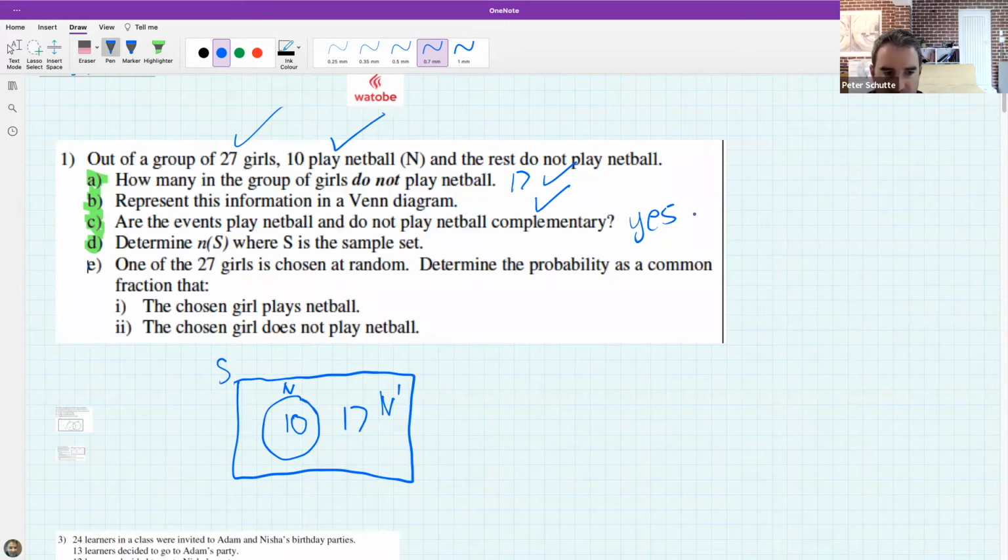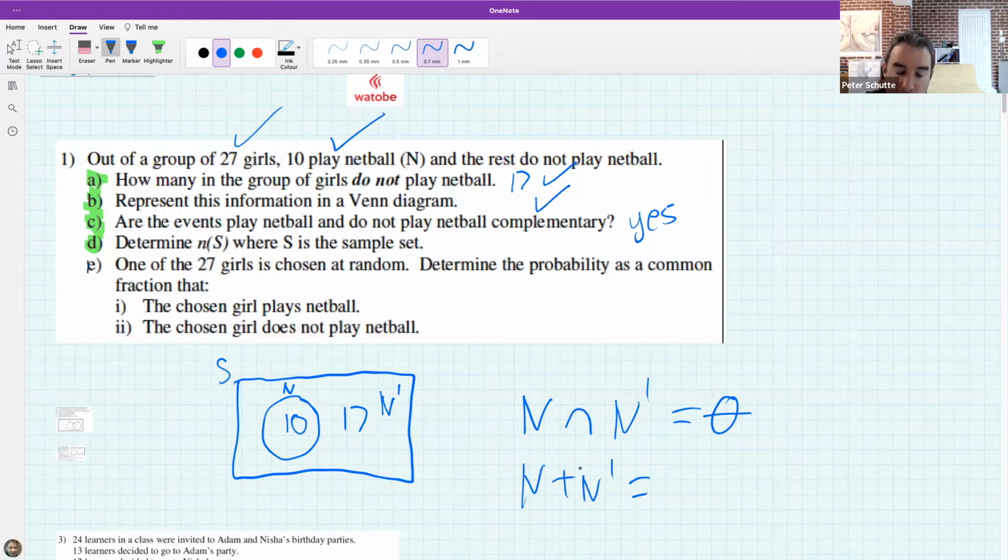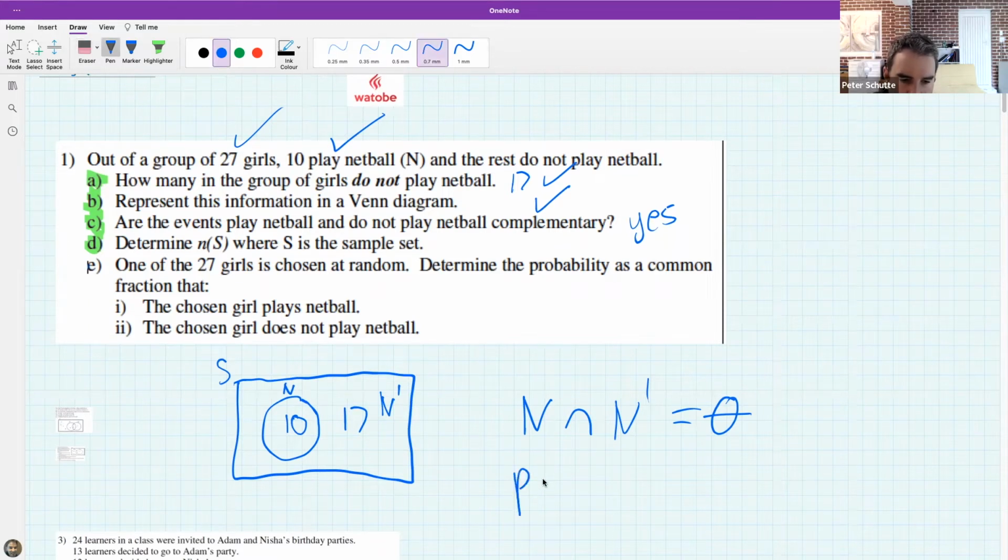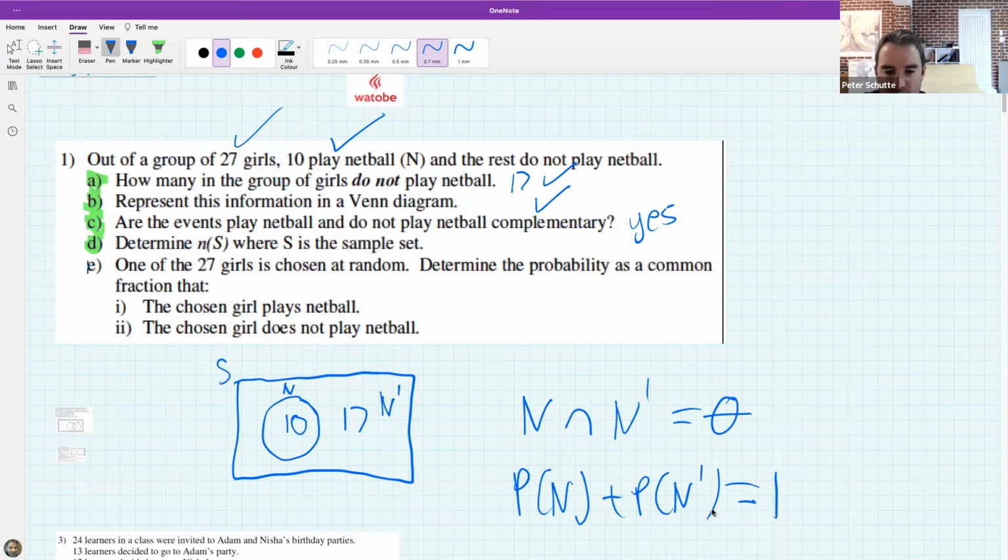So their intersection is empty. The way we would say that, if we really want to be fancy, is the intersection of N and N dash is empty. And the probability of N plus the probability of N dash, sorry. I'm just throwing in some fancy notation because you guys get the problem. Their intersection is empty. There's no overlap. And their probabilities add to 1. Or that's another way of saying it.